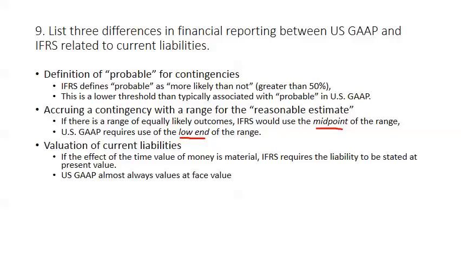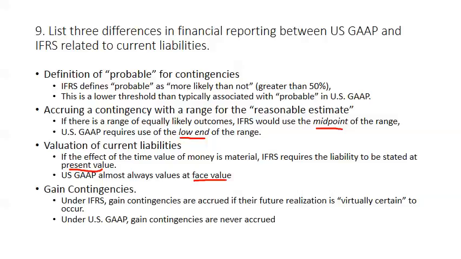And valuation of current liabilities. We said under US GAAP that we're going to almost always use face value, but in IFRS it says if the effect of the time value of money is material, they require the liability to be stated at present value. And under US GAAP it's almost always at face value. So that's a pretty big difference on how we're valuing current liabilities on the balance sheet.